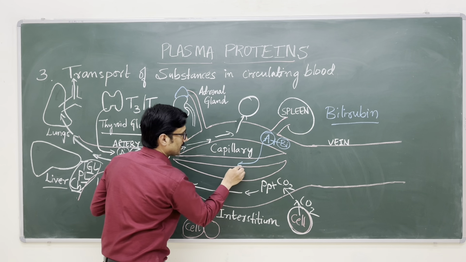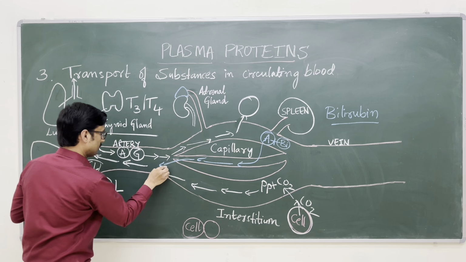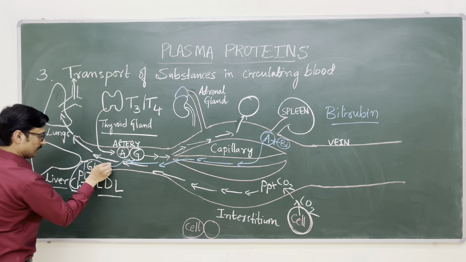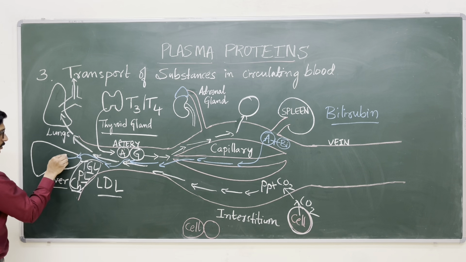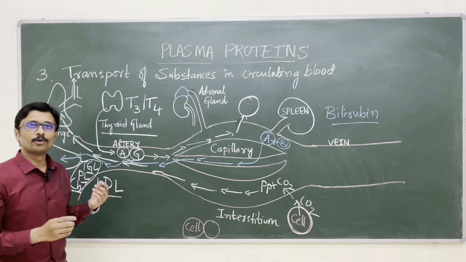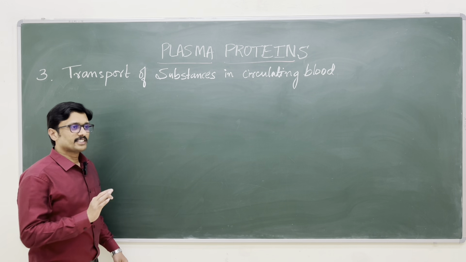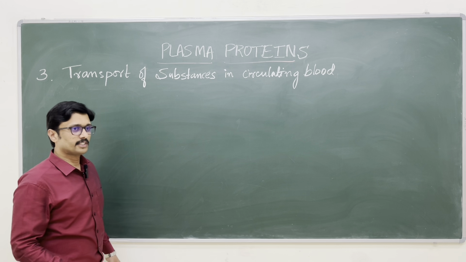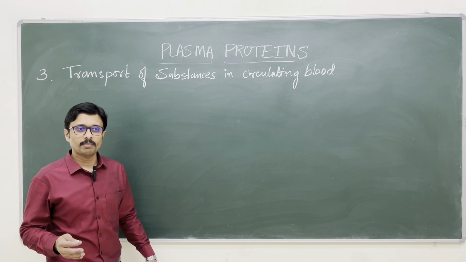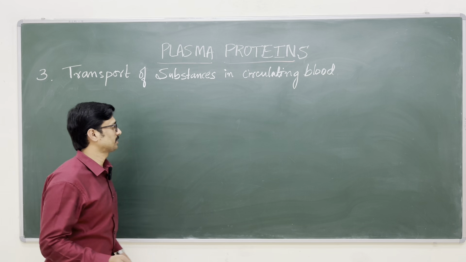Through the capillaries it can reach the liver. The liver will pick up the bilirubin and it is conjugated. Now we will summarize the different substances that are transported and which plasma protein transports them.